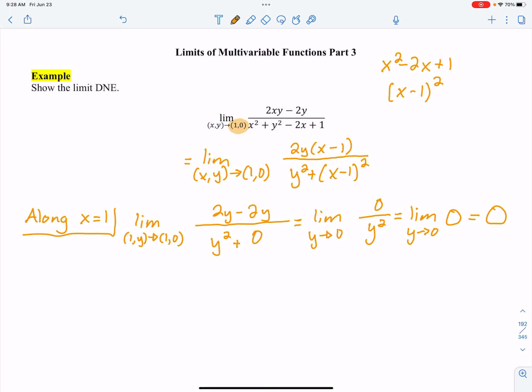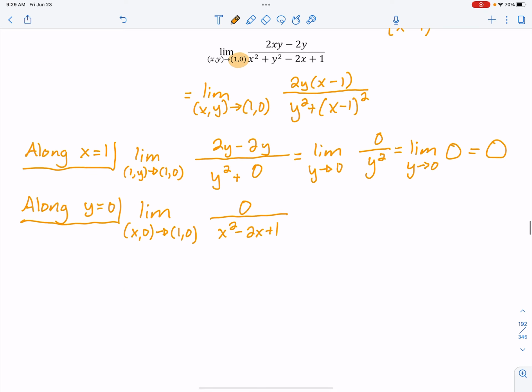So I'm looking for another path that doesn't go to 0. The easiest one next to check would be the other direction. So I'm going to check along y equals 0. That's the limit as (x, 0) approaches (1, 0). And plugging in 0, I get a 0 up top, and then I get an x squared minus 2x plus 1 on the bottom. This is the limit as x approaches 1. Well, 0 over anything is 0. So my answer is 0.